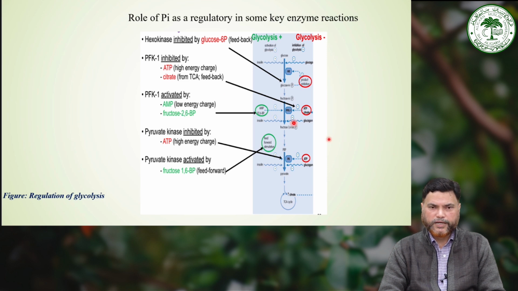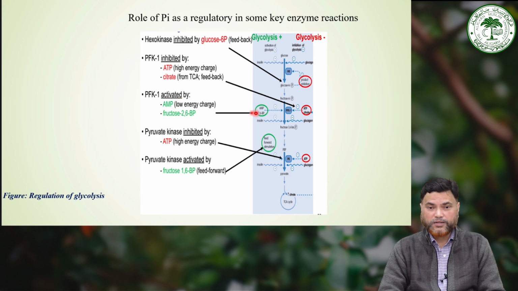So you see in this slide that glucose is converted into glucose 6-phosphate, but the activity of the enzyme phosphofructokinase is inhibited by ATP and citrate. You see here that the activity of the enzyme hexokinase is inhibited by glucose 6-phosphate, whereas the activity of phosphofructokinase is inhibited by ATP and citrate.